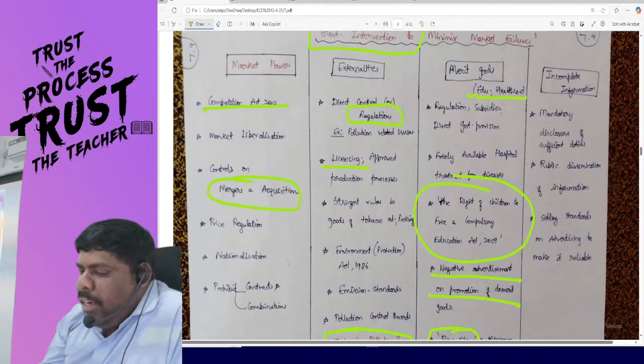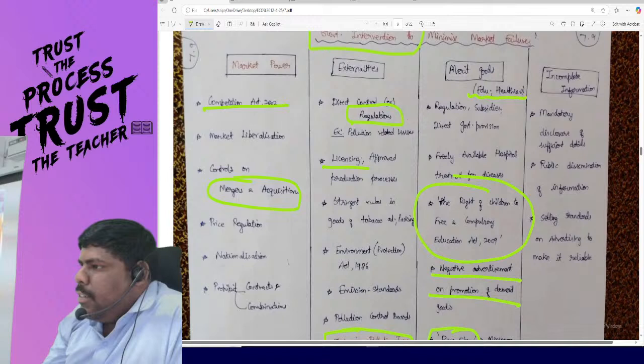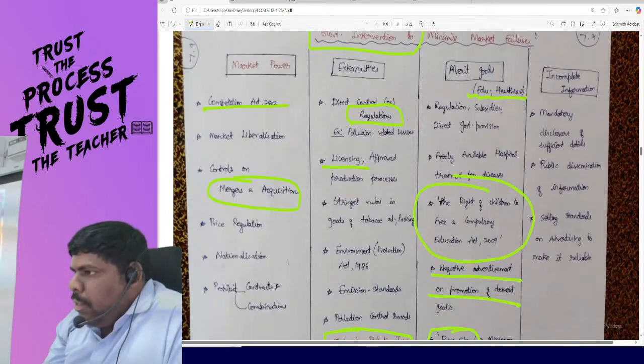Right, incomplete information we have already discussed. Okay, with this chapter 7.2 comes to close.